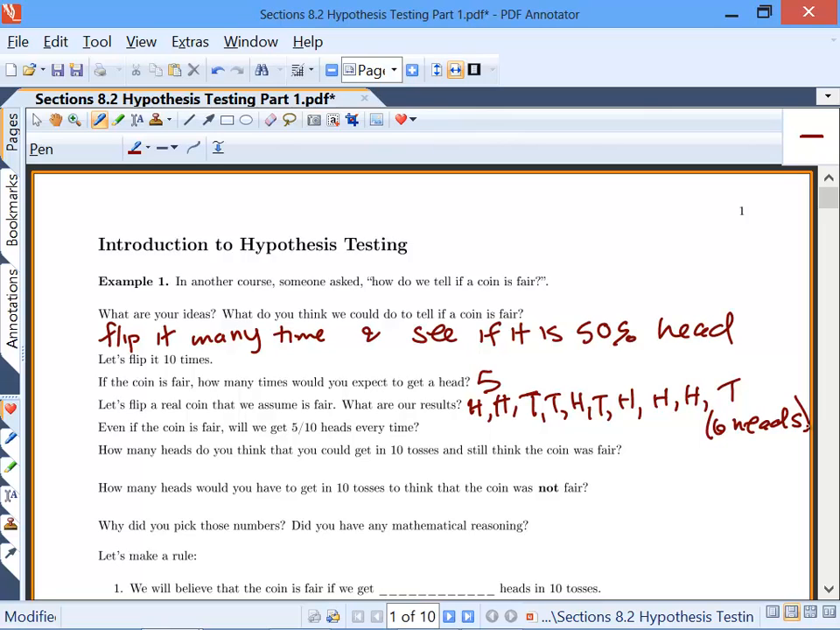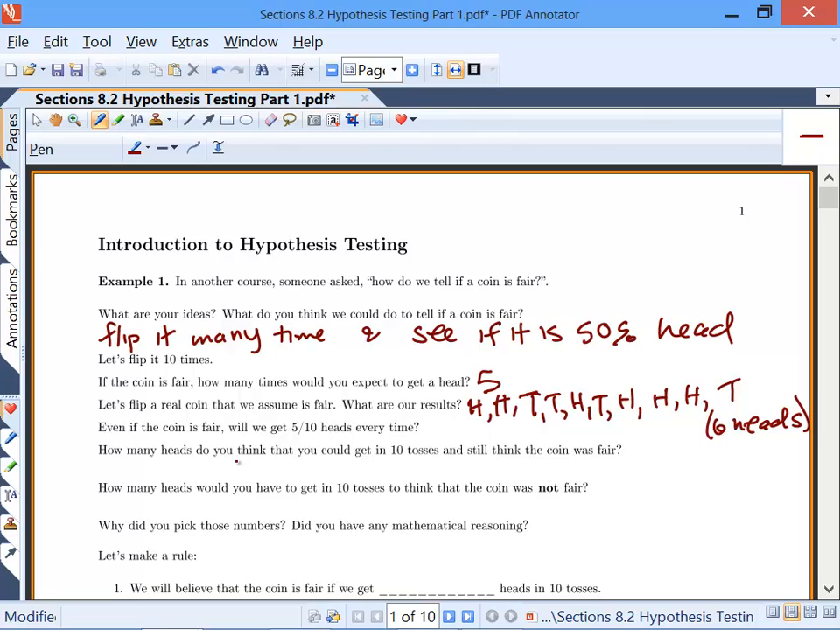So now I'm going to ask you, how many heads do you think you can get in 10 tosses and still think the coin was fair? You said at 6 heads you thought it was fair. What is your range here for what makes a fair coin? We don't have any mathematical reasoning yet, just what's your gut feeling? How many heads could you get out of 10 tosses and still think this coin was fair? I think 6 is about the limit for me.